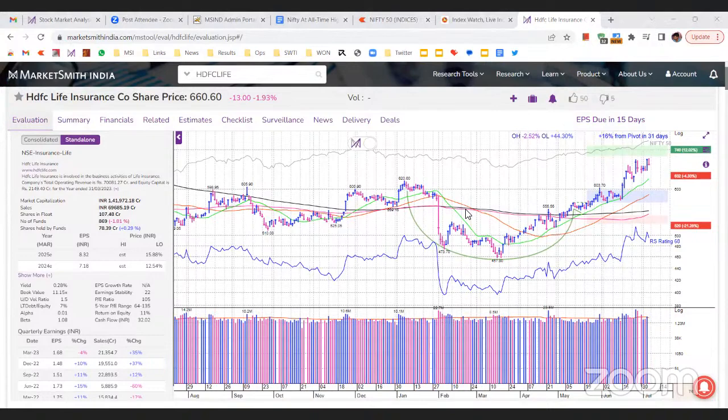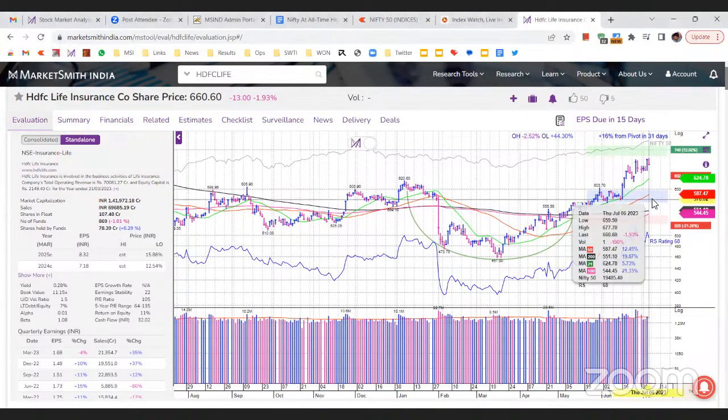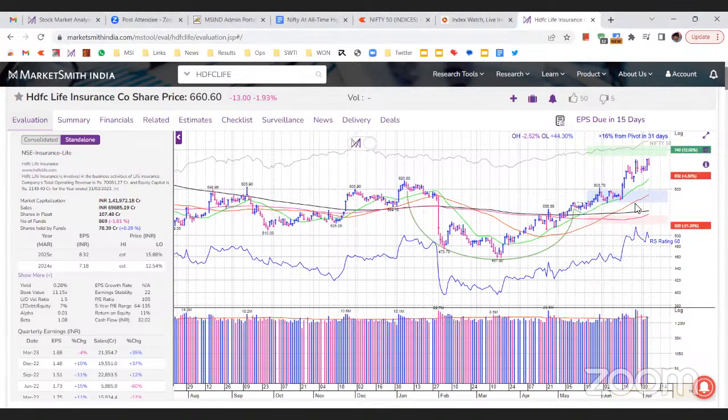In case you are holding the stock, then 21 DMA can be the level of your stop loss, because 2-3 times after the breakout, yes, 2 times it has found very good support at 21 DMA. So on the closing basis, 21 DMA can be used as the stop loss.